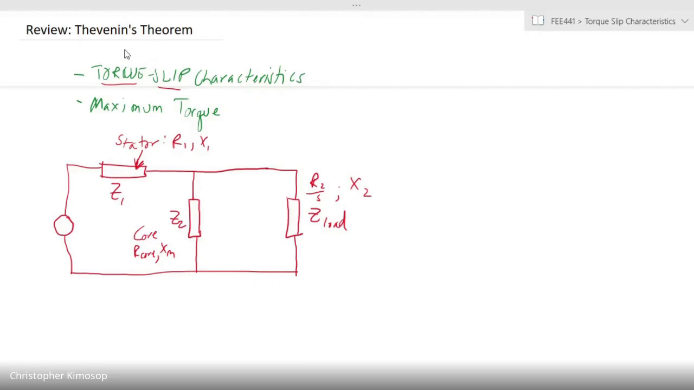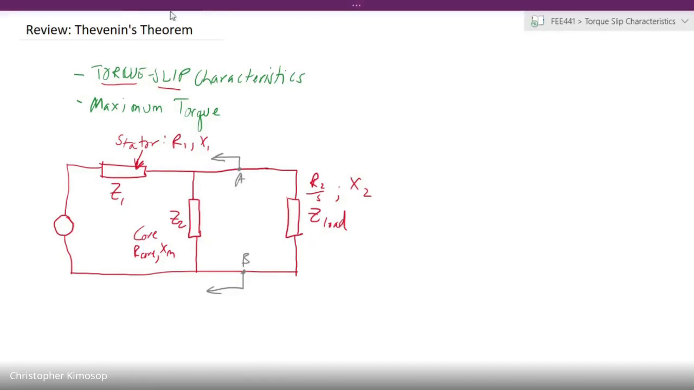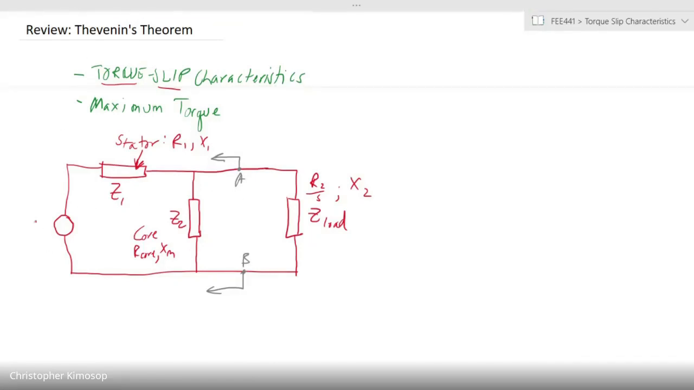Now, looking at that side of the equivalent circuit, let us assume we are looking at these points. We have point A and point B, right? What happens with the circuit when you look at it from the point of view of point A and point B? We have a current I1. We also have a current I2 and a current I magnetizing.